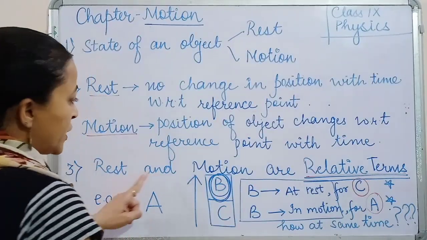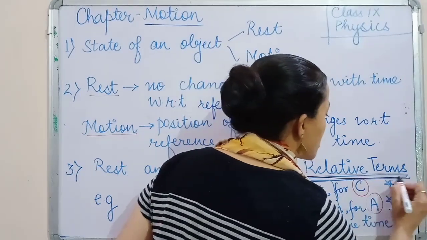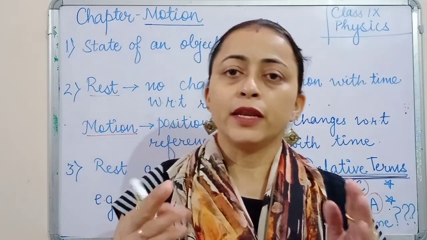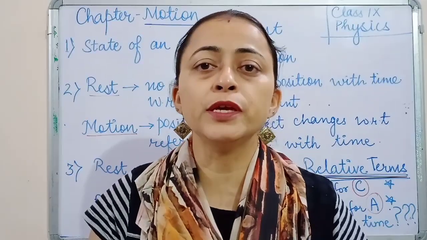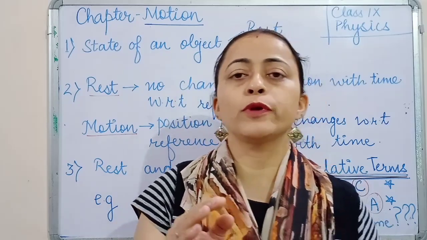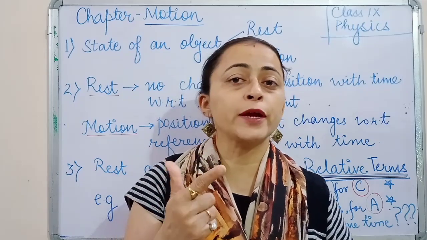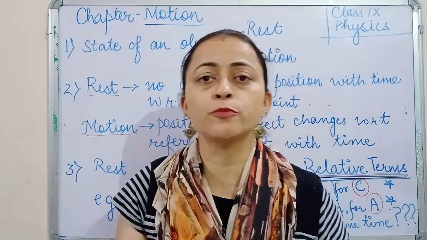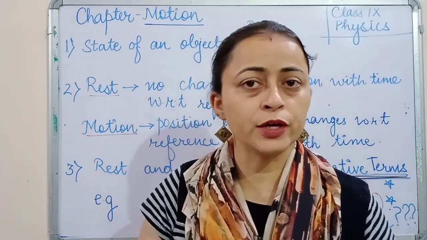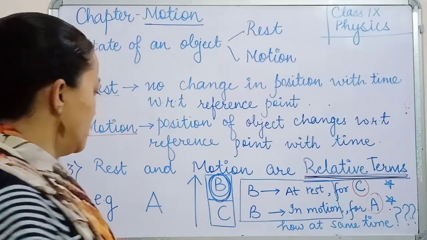Here, states of rest and motion are also called relative terms. Now, what does this relative term mean? Relative terms mean that any object cannot be in the state of absolute rest or absolute motion. It will always have the state of rest or of motion with respect to the reference point. Means if we are changing the observer or if we are changing our frame, then the state may also undergo a change. Let me make it more clear by taking an example.